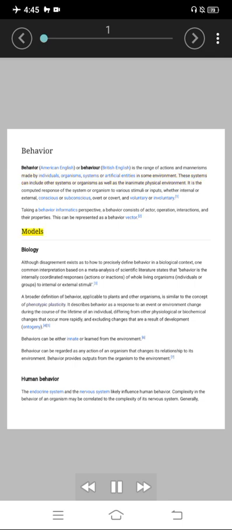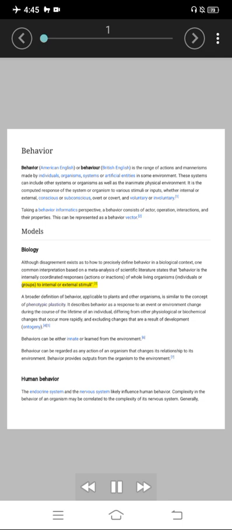2. Models. Biology. Although disagreement exists as to how to precisely define behavior in a biological context, one common interpretation based on a meta-analysis of scientific literature states that behavior is the internally coordinated responses, actions or inactions of whole living organisms, individuals or groups to internal or external stimuli.